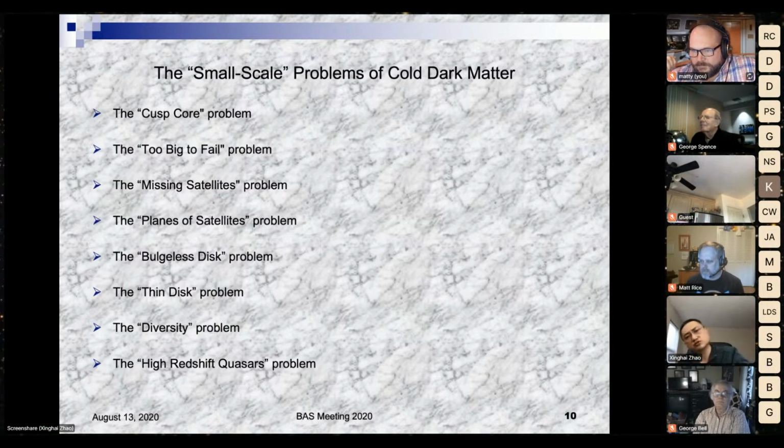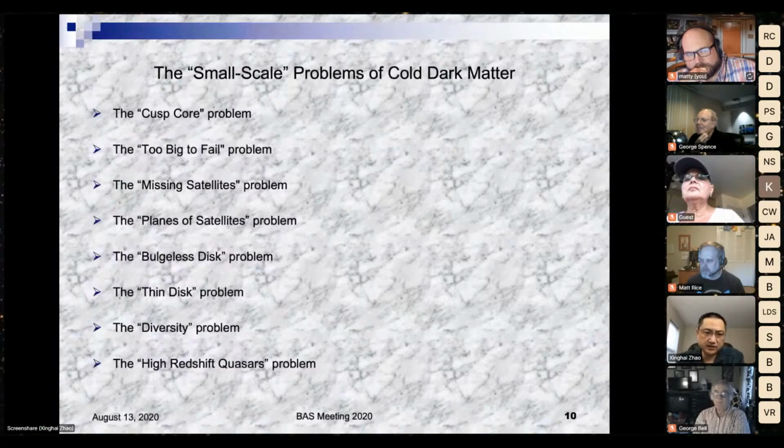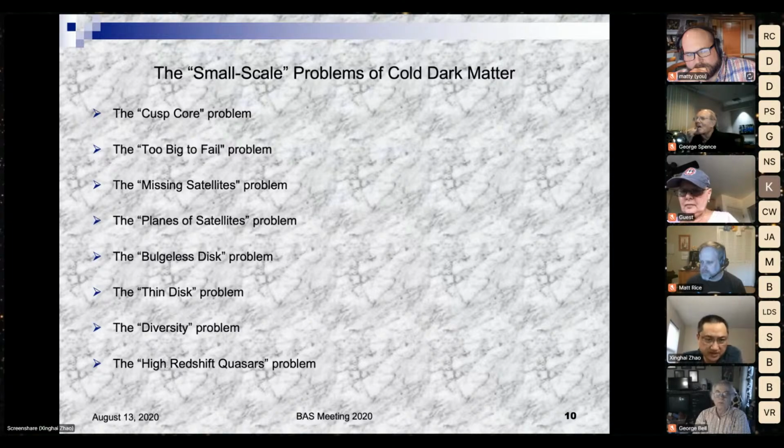I don't want to go into too much detail, but there is the cusp-core problem. In simulations forming a galaxy, the core has a sloped density, but in reality the galactic center has a near-uniform density. Then there is the too-big-to-fail problem: you always form those big galaxies and they survive. In simulations there are also very small galaxies, but you never see them. The missing satellite problem is similar to too-big-to-fail. Our Milky Way has lots of satellites.